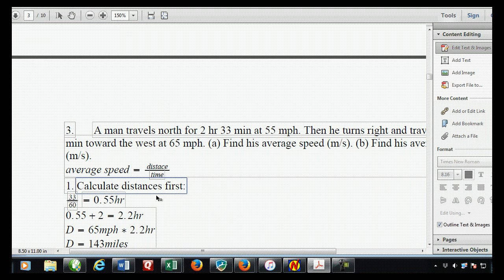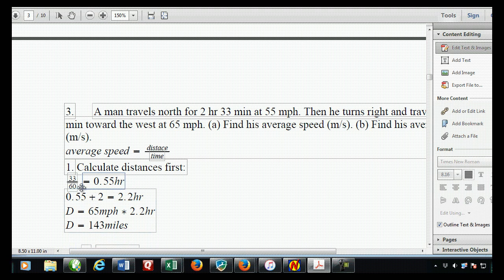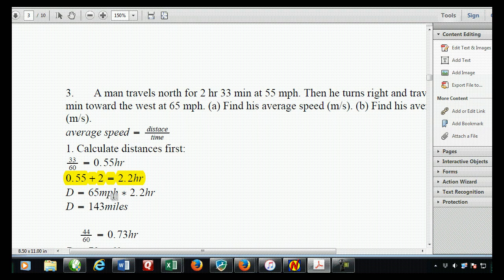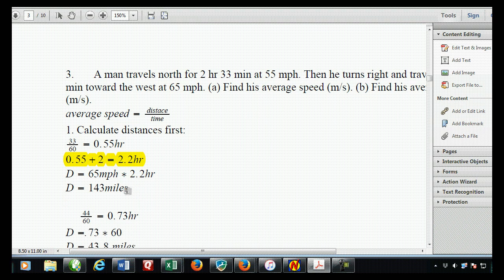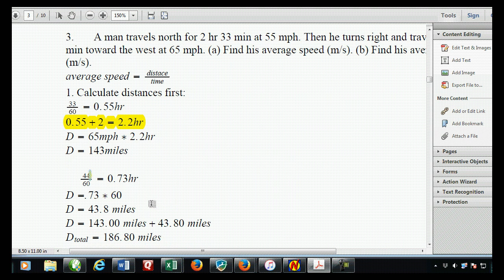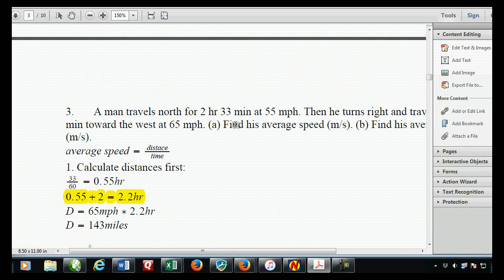So with distance, we converted 33 minutes, 33 divided by 60, into 0.55 hours. That way I can take the 0.55 plus 2 hours to get 2.55 hours. If I'm going 65 miles per hour for 2.55 hours, I know I'm going 143 miles. I came back, got the 44 minutes over 60, let that be 0.73 hours. We're traveling at 65 miles an hour.